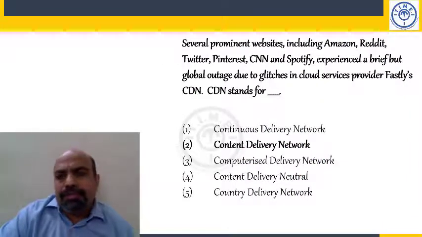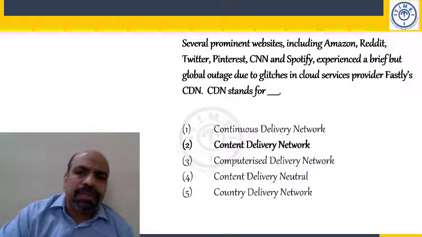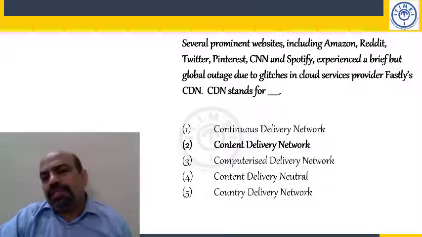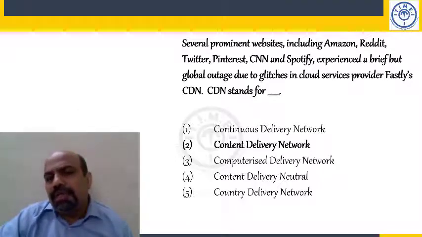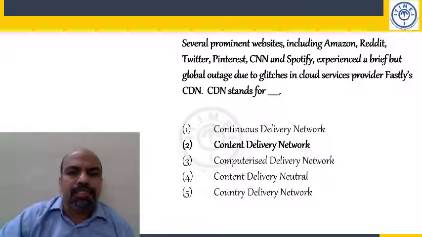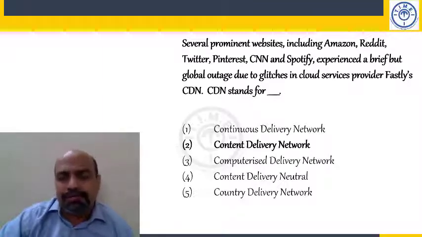Several prominent websites, including Amazon and Reddit, experienced a brief but global outage when the systems went down due to glitches in the cloud services provider Fastly CDN. CDN stands for Content Delivery Network.